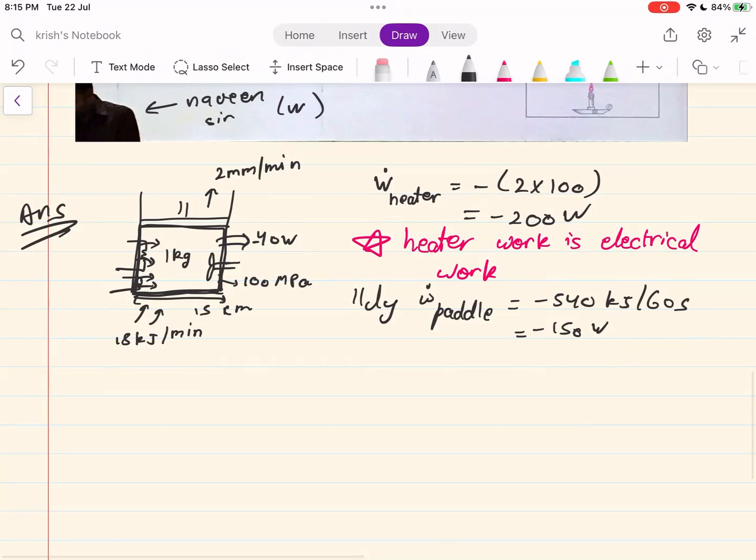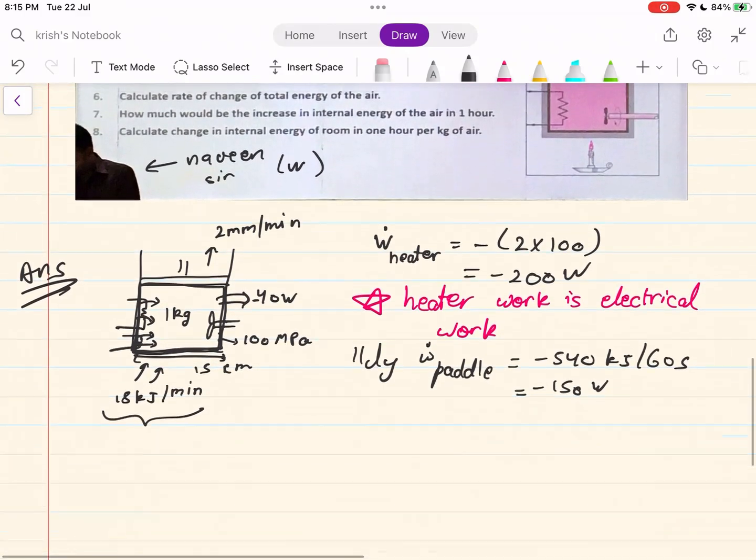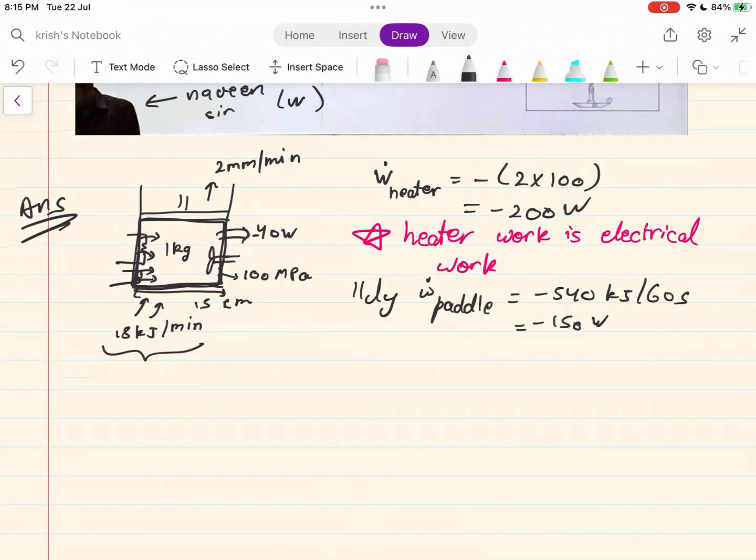Then some heat is being supplied by the stove, right? So this can be considered as heat because this is a boundary phenomenon. This is happening across the boundary of the container, right? So Q in is equal to plus 300 watt.